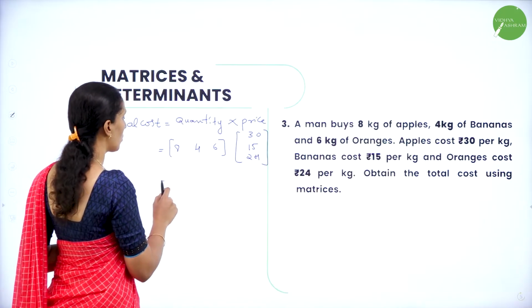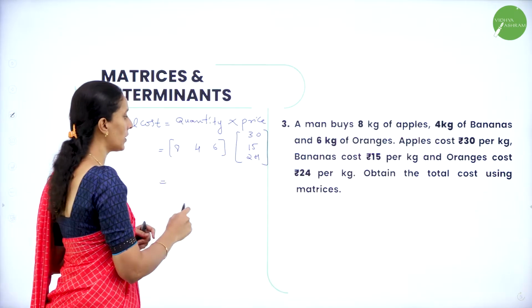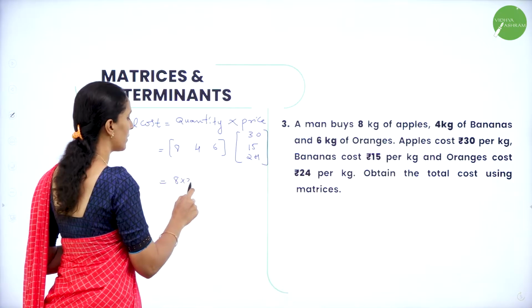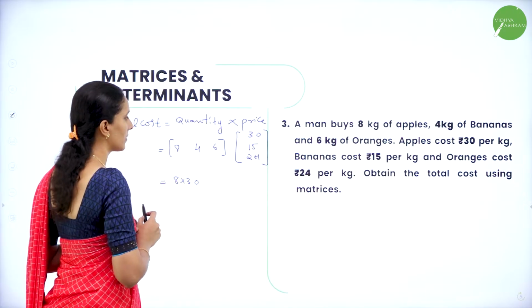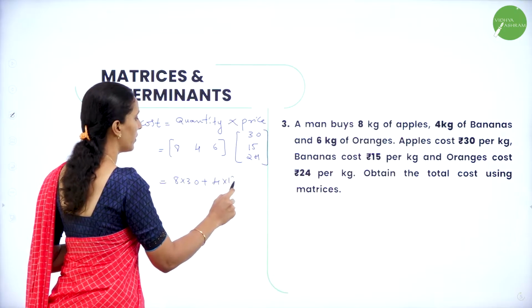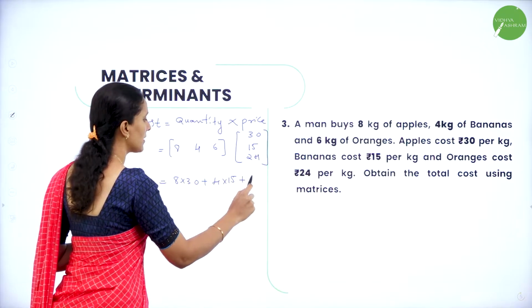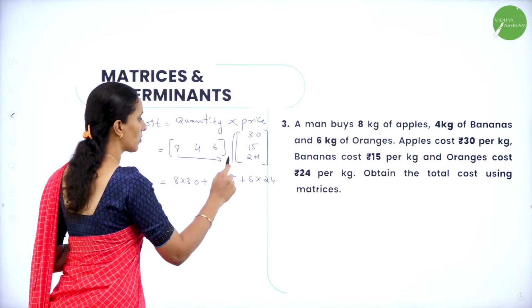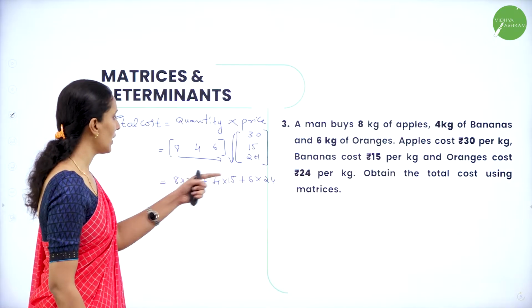So now let's see the total cost. So 8 into 30, plus 4 into 15, next, plus 6 into 24. So that is first row into first column multiplication. So we will get that.